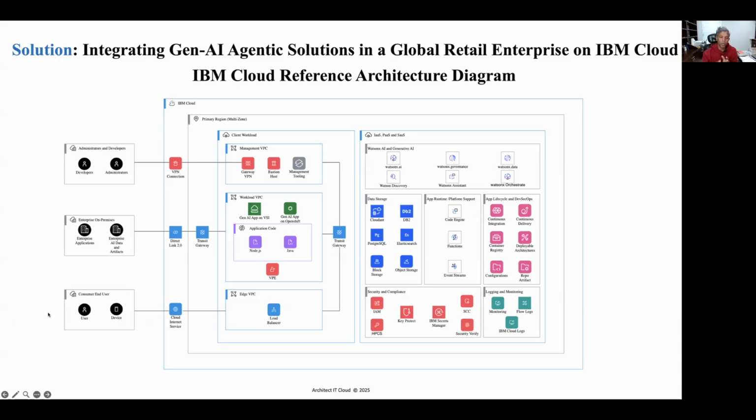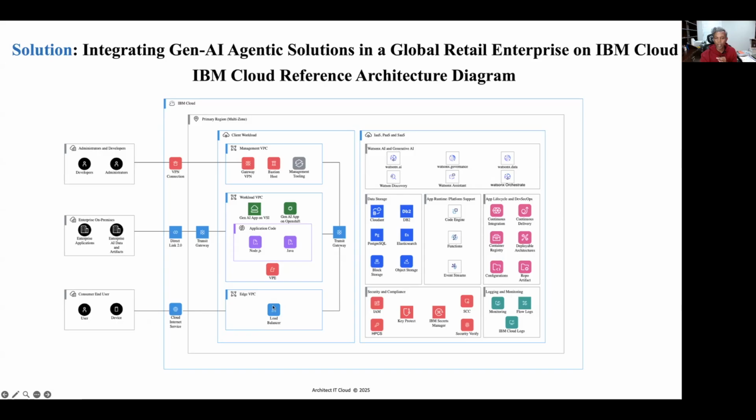And also the consumer end user will have channels like devices to communicate to the system. All the data will pass through the secure layer, and it will reach the primary region, which has multi-zone availability to make sure that availability is achieved with the help of this multi-zone mechanism. And if you look at the client workload, it has management tooling, gateway, VPN, and other secured services. And also you have the GenAI application which receives the request from the customer, and it may be built with applications like Node.js and Java.